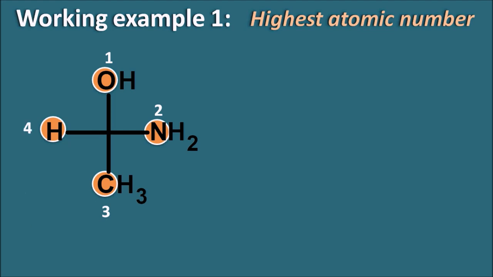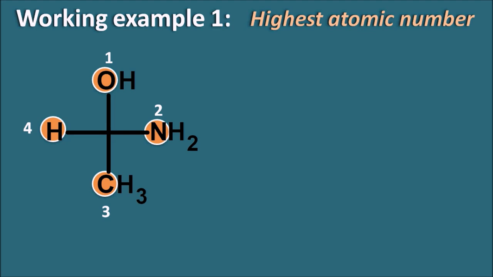So in this way, the first step of the R&S configuration is to assign the priority order based on the higher atomic number. But here, before going to assign the R&S configuration, we have to check that the lowest priority group should be on the vertical line.